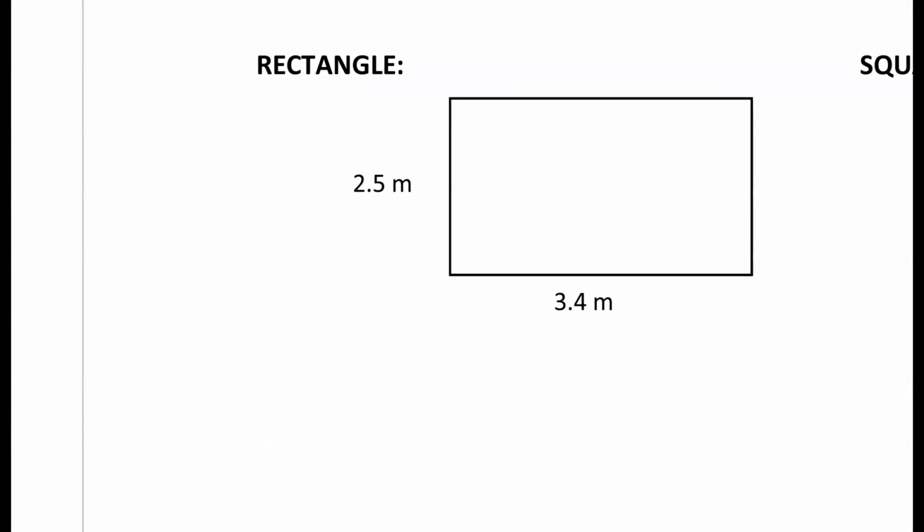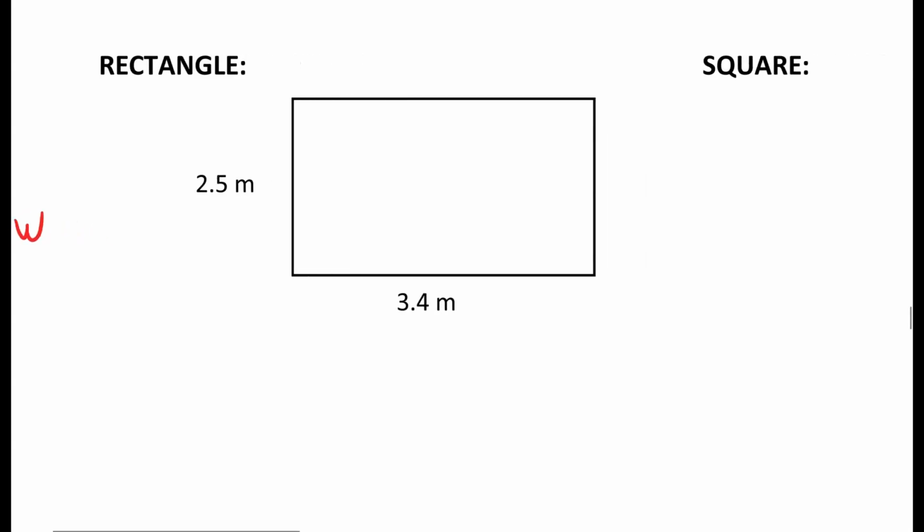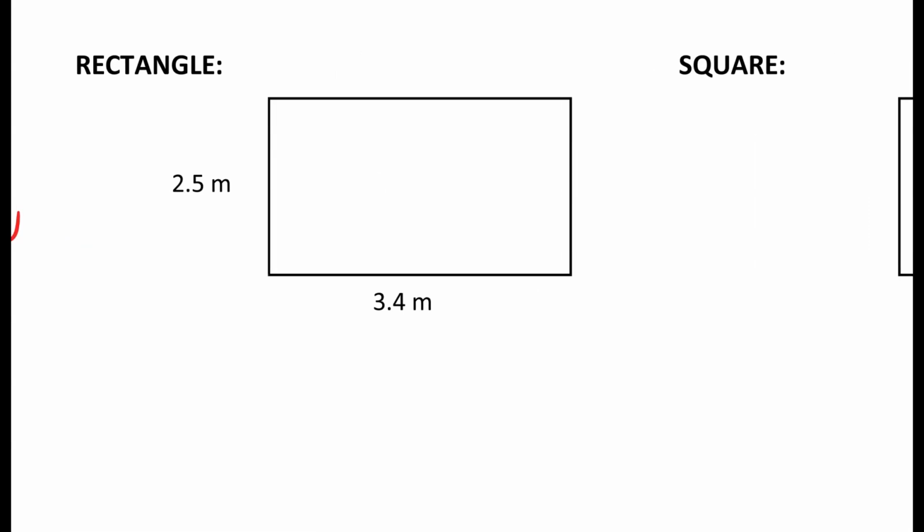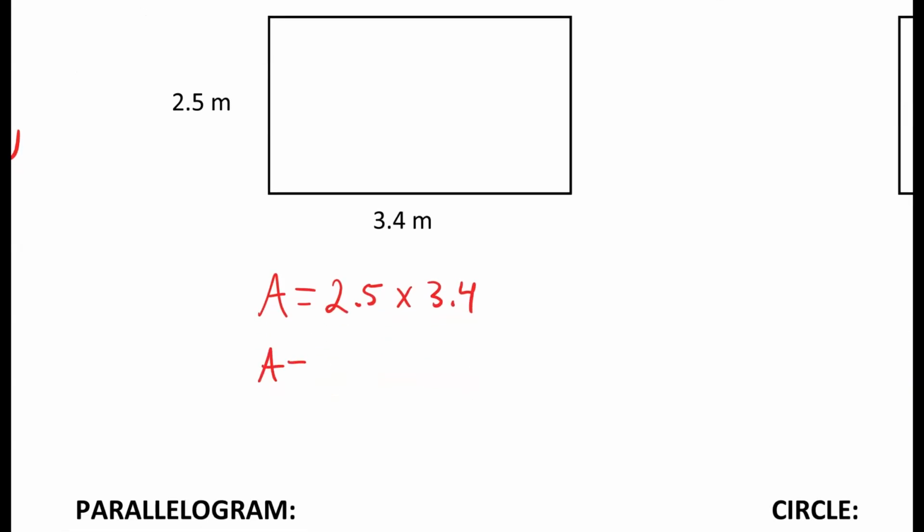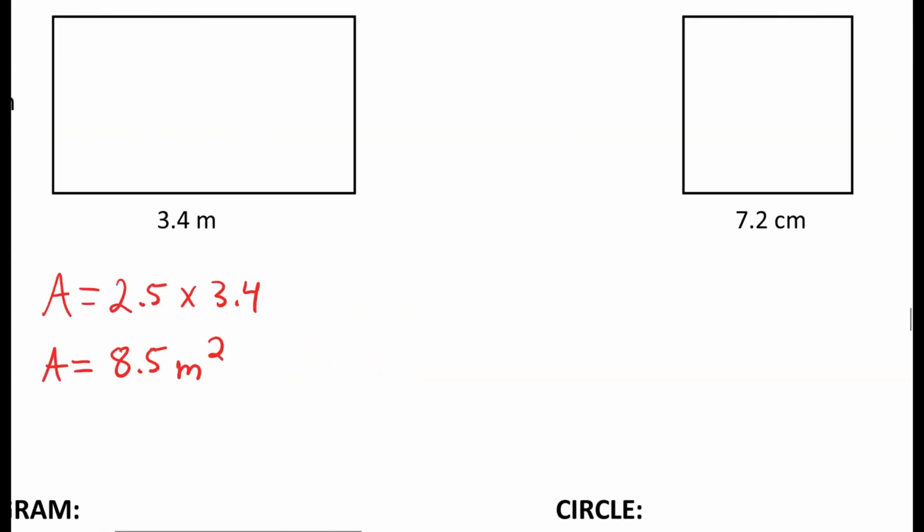The next shape we're going to go over is a rectangle. The formula for the area is length times width. When we're looking at this one, if we're calculating area equals length times width, we'd have 2.5 multiplied by 3.4. Area would equal 8.5 meters squared. Again, remember your final answer always is squared because you're finding out the area for this.